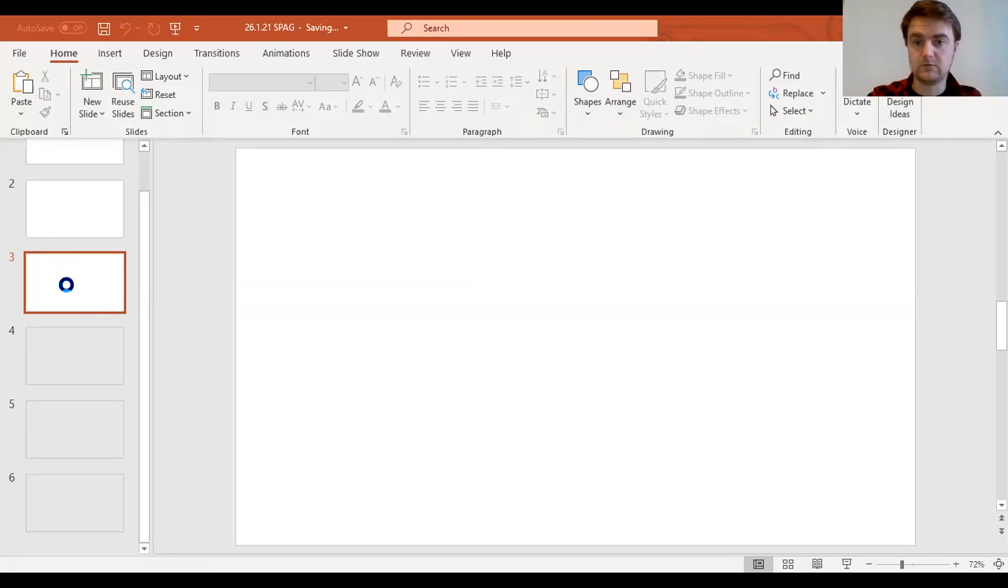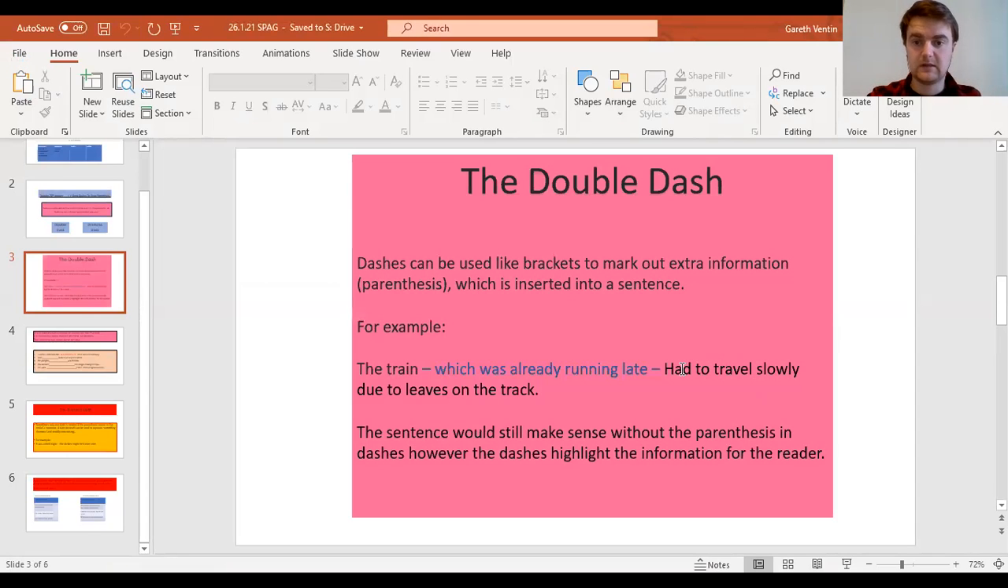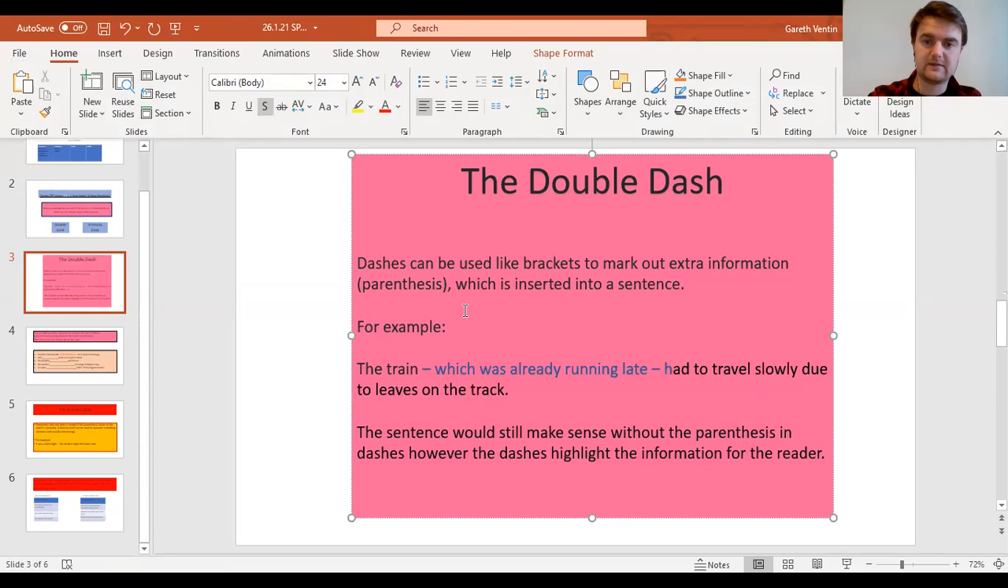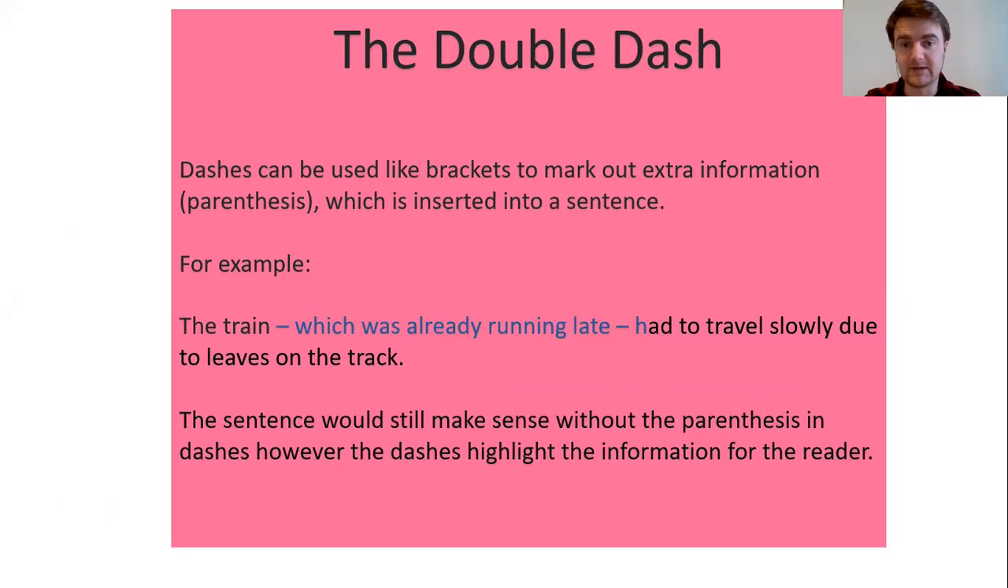Hopefully now you will see. There we go. You've got to love technology, haven't you? So you can see that the train had to travel slowly due to leaves on the track. It still makes sense by itself, but the parenthesis adds extra information about the train.